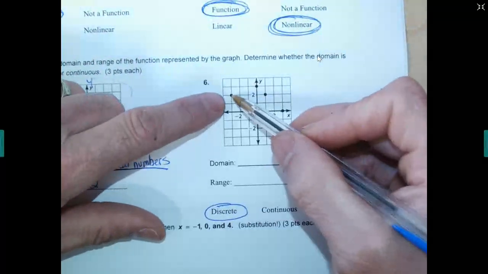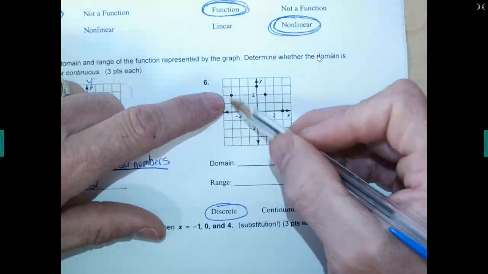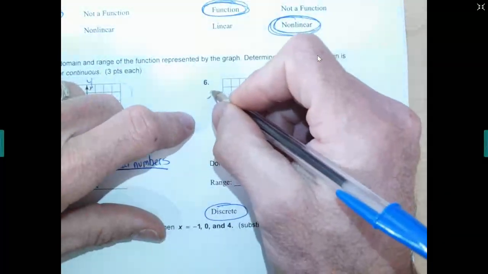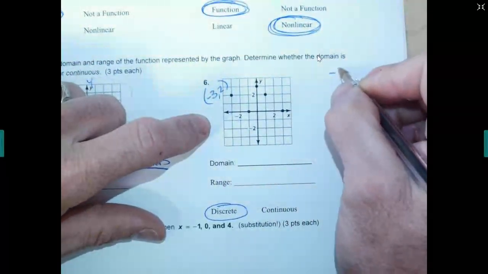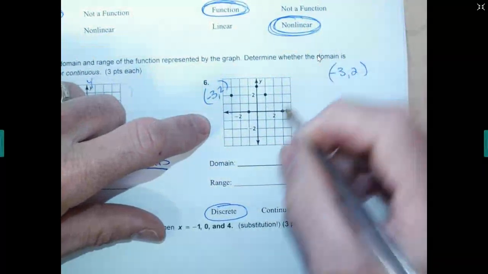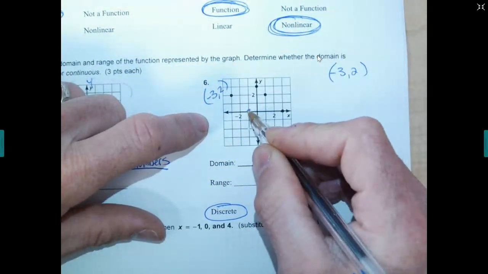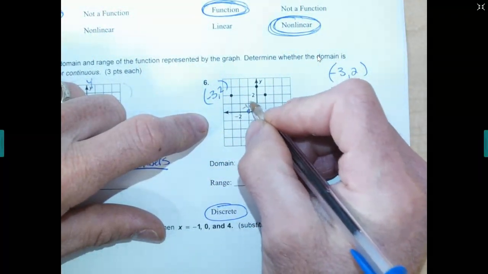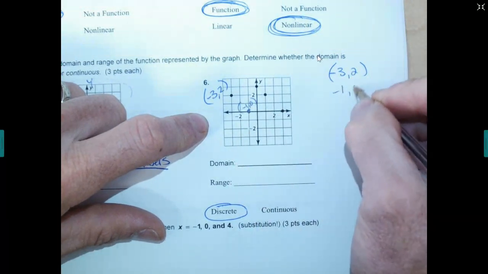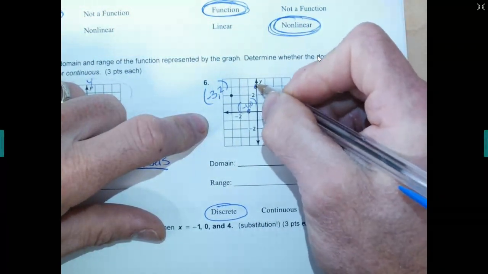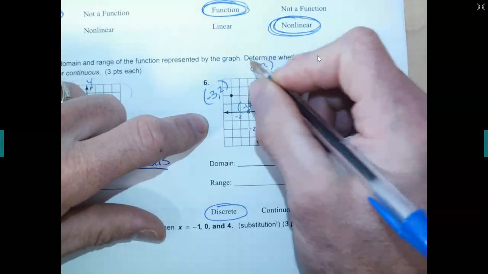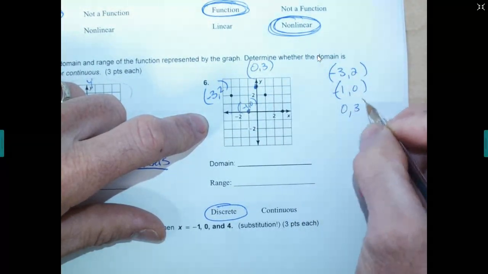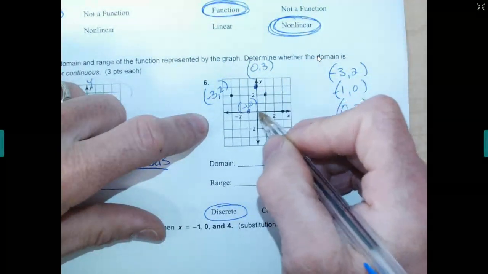So right here for this point, I have negative 1, 2, 3. So I have negative 3, 2. For this point, I have negative 1, 0. For this point, I have 0, 3. For this point, I have 1, 2.